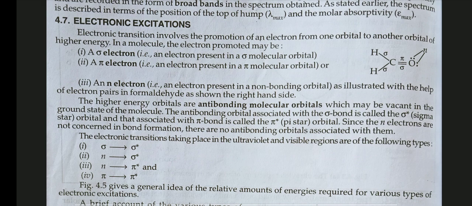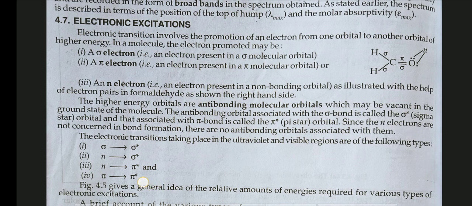as illustrated with the help of electron pairs in formaldehyde, as shown on the right hand side. The higher energy orbitals are antibonding molecular orbitals, which may be vacant in the ground state of the molecule. The antibonding orbital associated with the sigma bond is called the sigma star orbital, and that associated with the pi bond is called the pi star orbital. Since the n electrons are not concerned in bond formation, there are no antibonding orbitals associated with them.